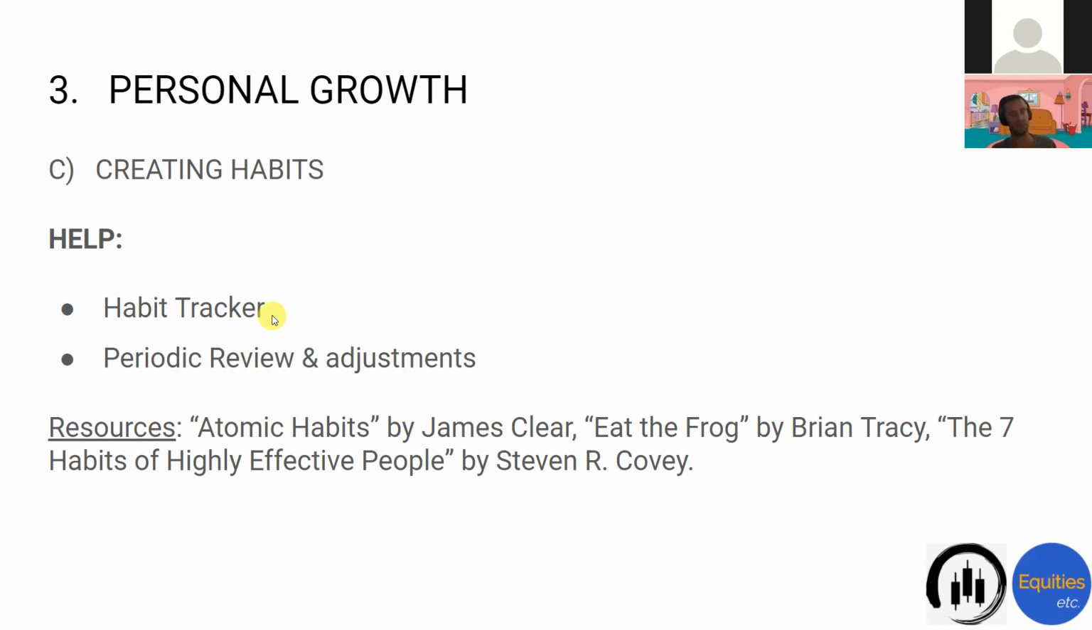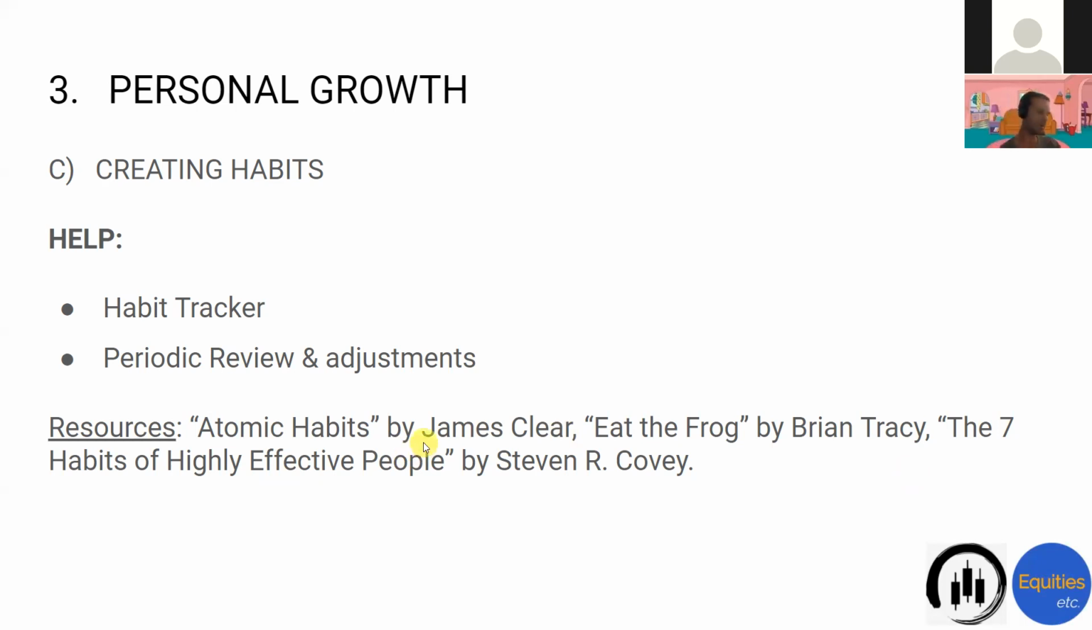Maybe choose a few habits you want to create, not too many at a time. You don't want to start trying to create 10 habits at a time. Maybe start with 2 or 3 small steps, check them off, and reward yourself. But yeah, read the book. It's amazing. Eat the Frog by Brian Tracy, a popular author. 7 Habits of Highly Effective People, also a very, very popular and famous book.